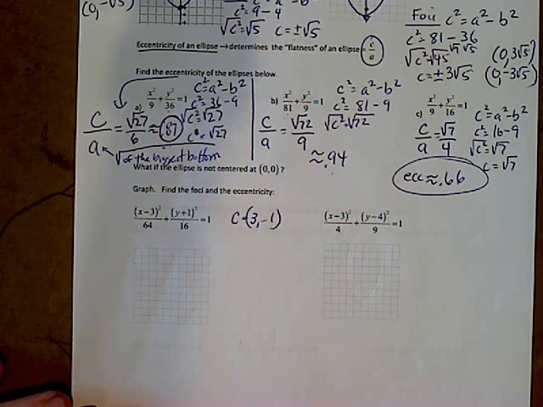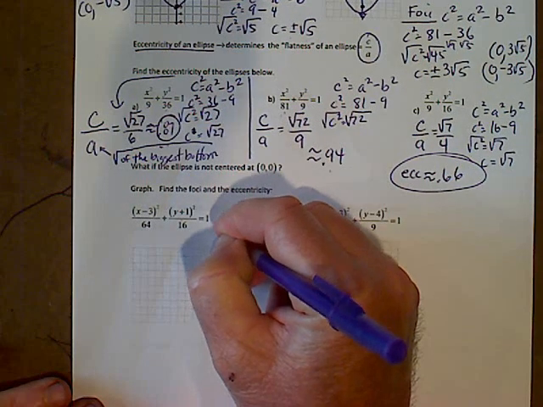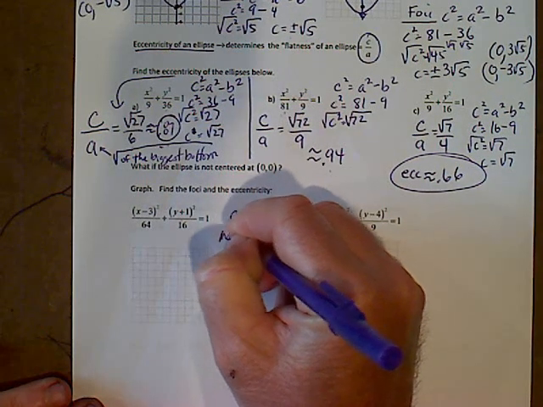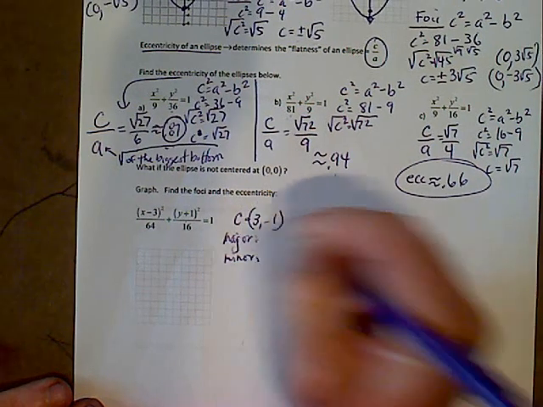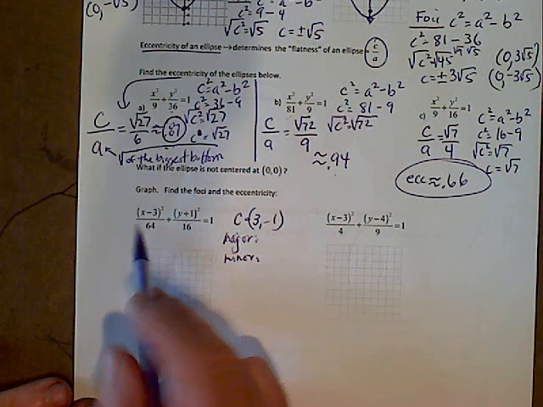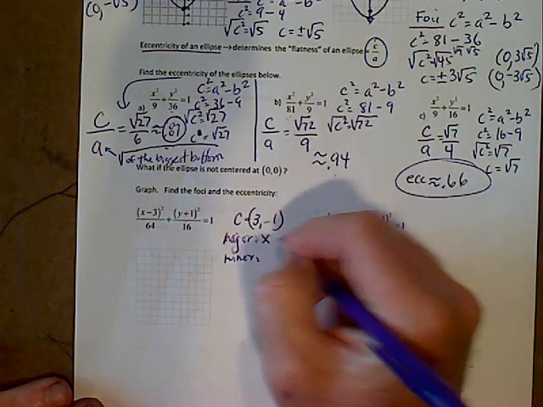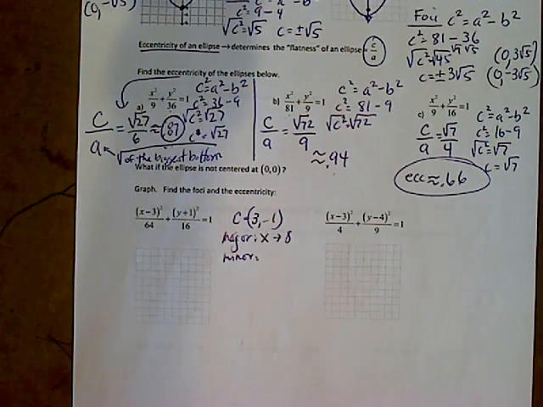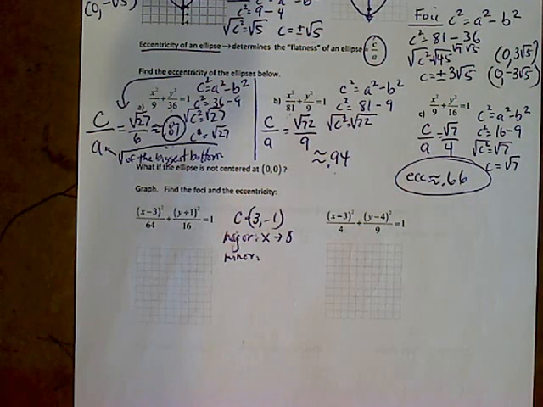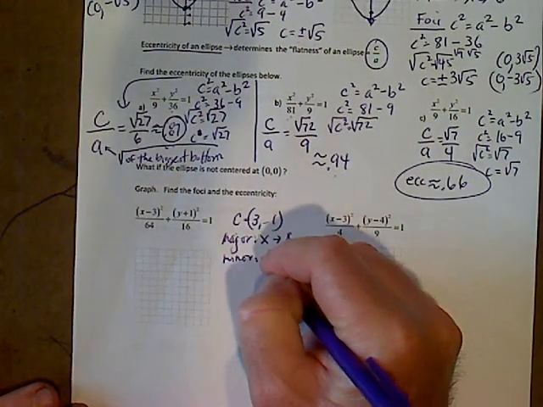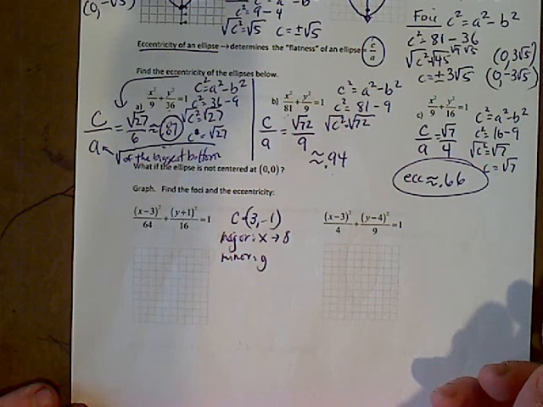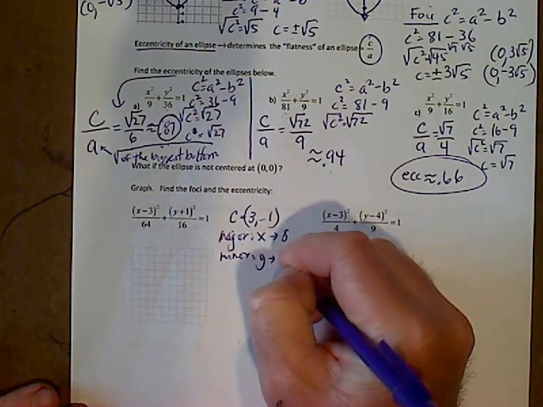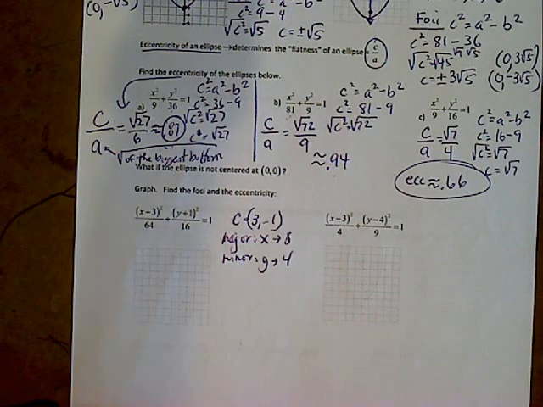Okay, there's your center. You still have the idea of a major and a minor axis. So your major axis is the one with the biggest number underneath. That'll be x, and we'll be going 8 units. So to the right 8 and to the left 8. In the y direction, that's going to be your minor axis because it has a smaller number underneath. And the minor axis will go 4 units, square root of 16.